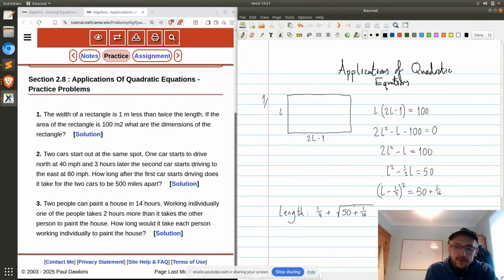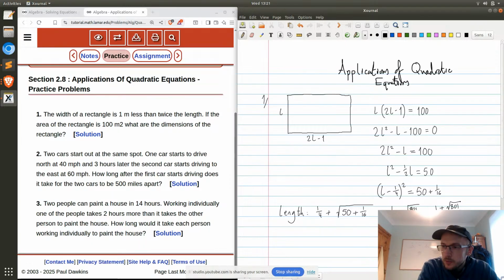What is 50 times 16? The answer is 800. So 801 over 16. But we know that this is root 801 over 4. So it's 1 plus or minus root 801. Hold on a second, not plus or minus, just plus root 801. And all of that is divided by 4.